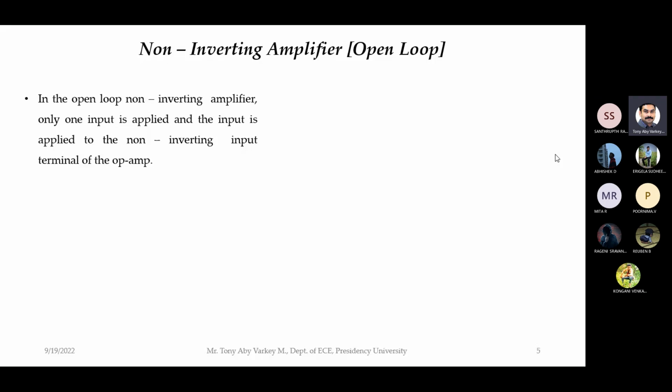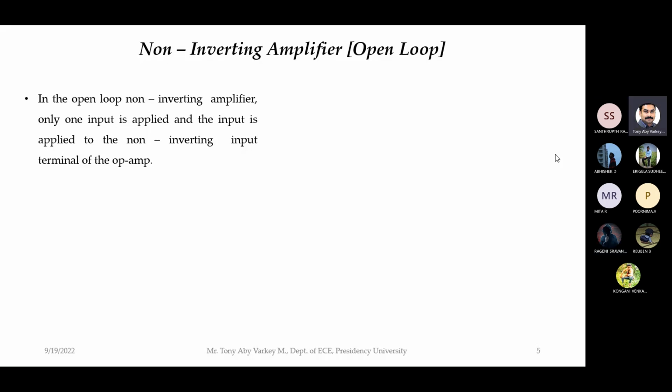In an inverting amplifier, what did you connect? You connected voltage to the inverting terminal, and the non-inverting terminal was grounded. Similarly, in a non-inverting amplifier, voltage is connected to the non-inverting terminal, and the inverting terminal will be what? Terminal.